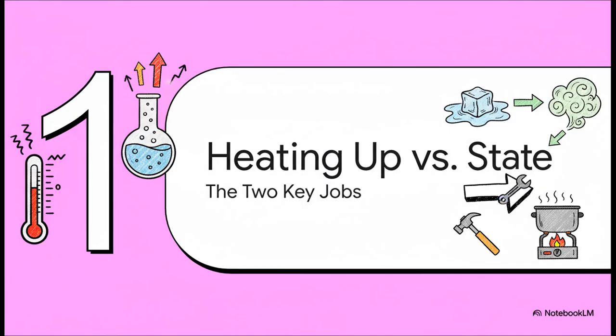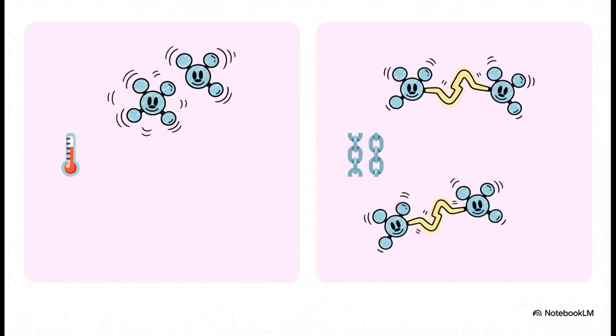Okay, so the very first thing you've got to get is that there isn't just one thing happening here. There are two totally different jobs that the energy has to do. One job is making the substance hotter, and the other, completely different job, is to change its form. And for two different jobs, you're going to need two different tools. Think of it like this.